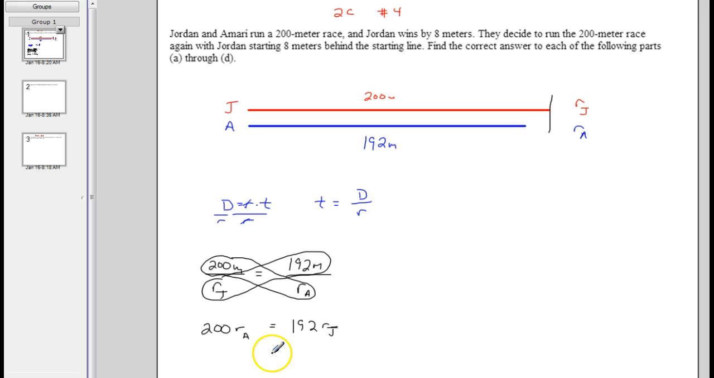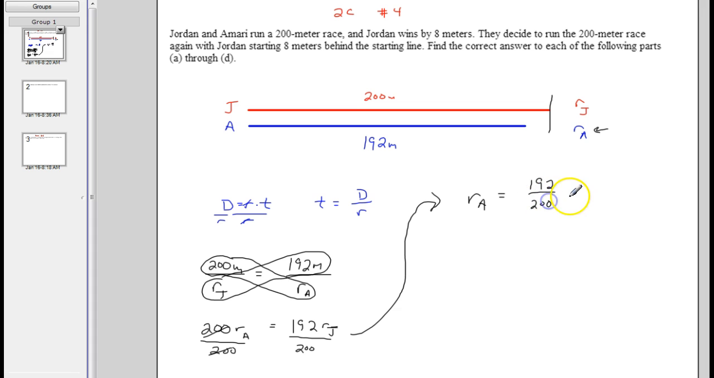Now, I'm going to solve it for Amari's rate. I'm going to solve this thing for the slower runner. So I'm going to divide both sides by 200 here. And so what we end up with, I'm going to come back up here to the top, is that the rate that Amari was running is equal to 192 divided by 200 times the rate that Jordan was running.